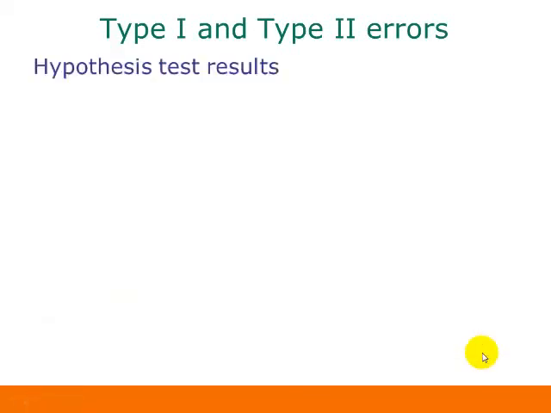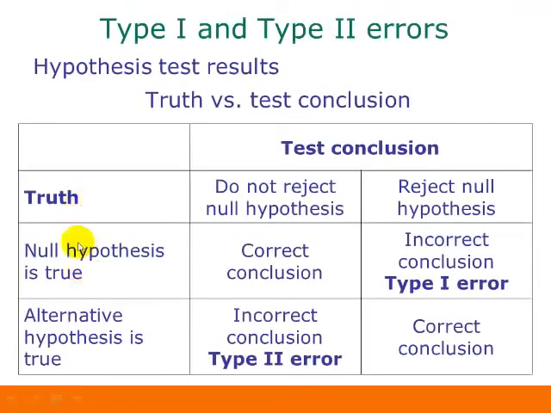Now, how does this relate to hypothesis test results? Well, here, instead of truth versus a verdict, we have the truth, or the true value of the population parameter, versus our test conclusion. There are two possibilities for the truth. Either the null hypothesis is true, or the alternative hypothesis is true. And we have two possible test conclusions, either do not reject the null hypothesis, or reject the null hypothesis. So this would be like not guilty and guilty.